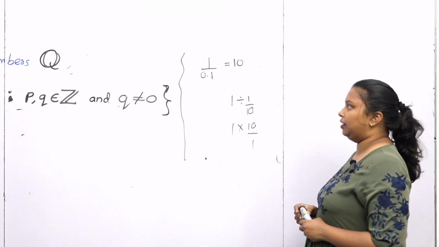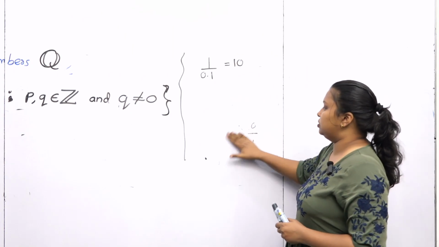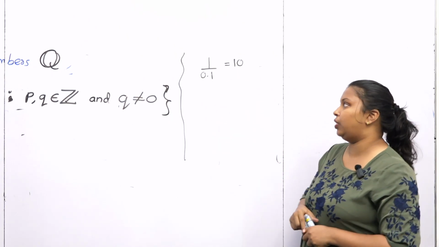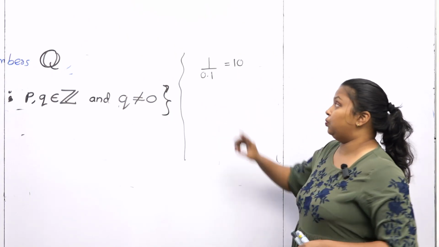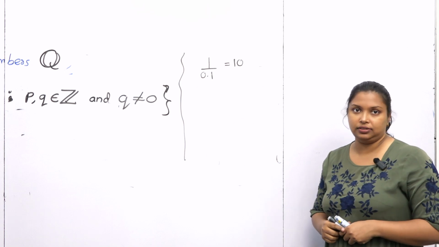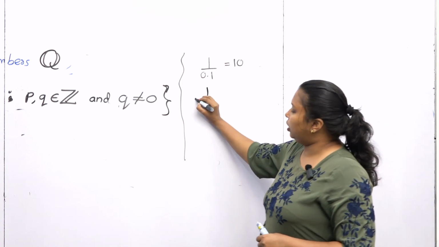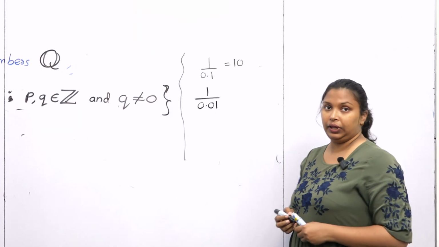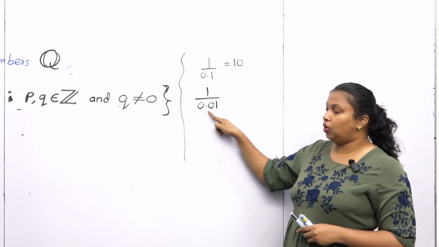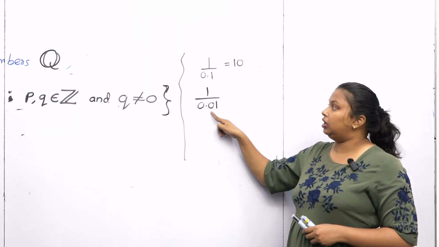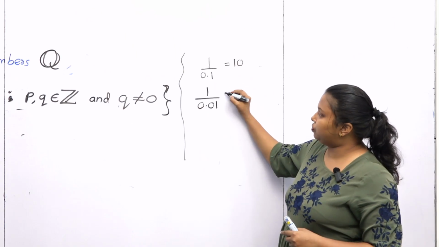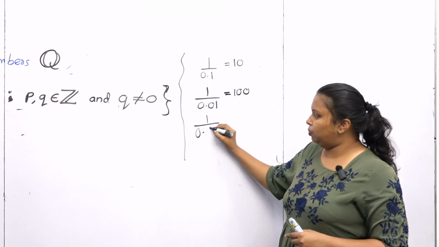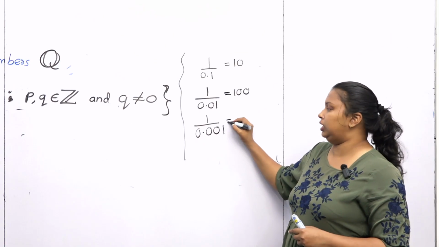Clear? So you should have the idea actually, right? If there is any student who has doubts, that's why I told that. So 1 over 0.1 is equal to 10. Like that, what is 1 over 0.01? Yes, this is 1 over 1 over 100. Therefore, 1 over 0.01 should be 100. 1 over 0.001 is 1000.